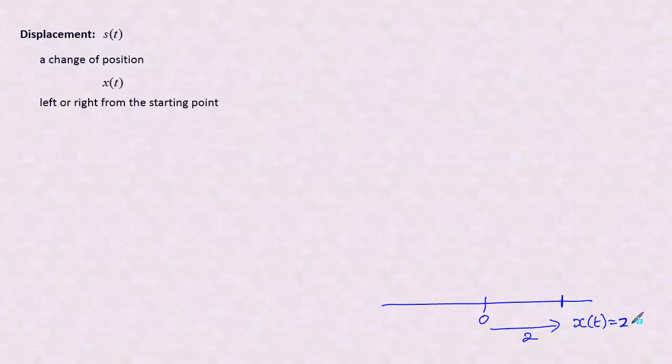was equal to 2. But if it was over here, such that this distance is 3, then we would say x of t is negative 3. In displacement, it is important whether we go left or right from the starting point. So the distance here would be 2, the distance here would be 3, but the displacement here is 2, the displacement here is negative 3.